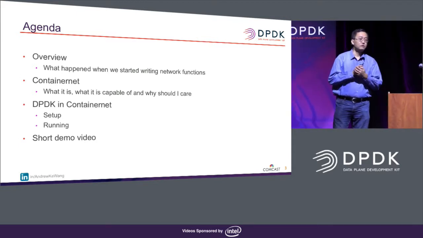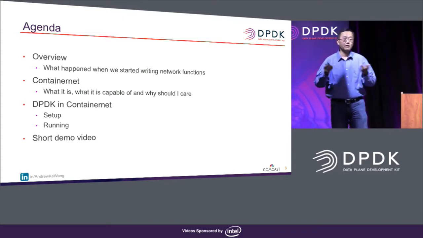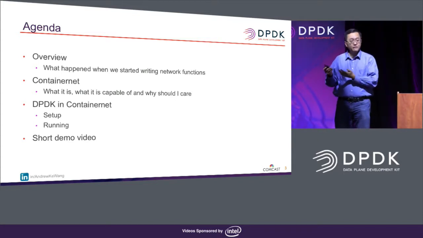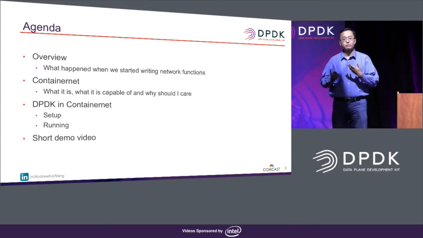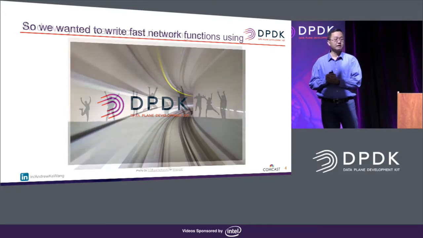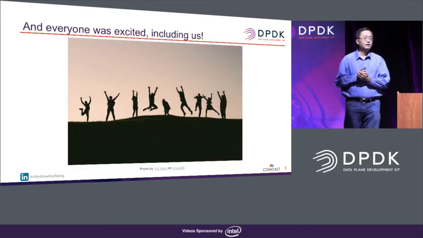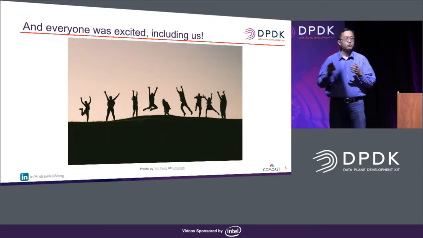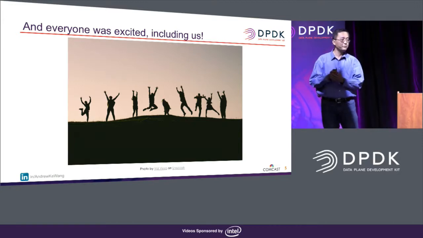All right. So I work for Comcast. We have a large network, and a bunch of us started thinking, how about we write network functions and run them on our networks? And we could use DPDK. And then everybody got really excited about it, including us. We are really looking forward to being able to change the way we do things.